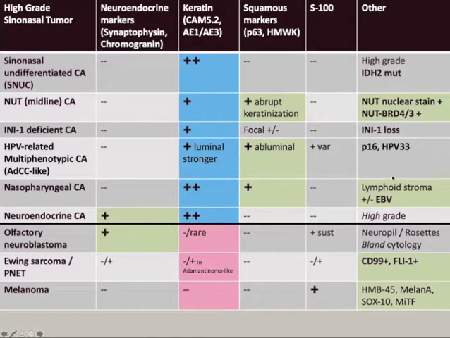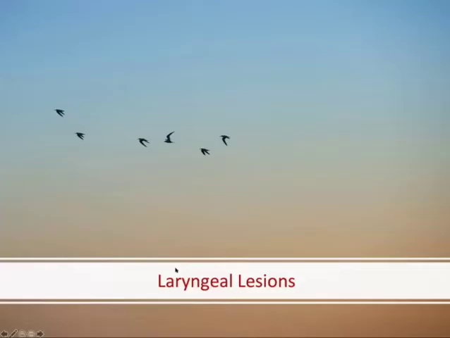Your carcinomas can often be differentiated by whether they express squamous markers or not, and then if there are any other additional genetics like NUT translocation, INI1 loss. In this case, HPV 33, P16 positivity, certainly nasopharyngeal carcinoma would have EBV. Neuroendocrine carcinomas that can happen in the sinus, of course, should have your neuroendocrine markers, but I'll provide this table for you. Look it over at your time.